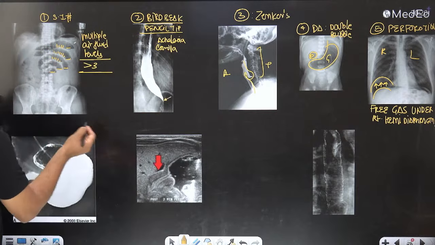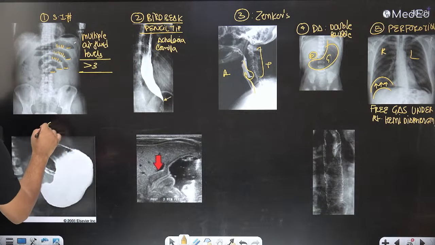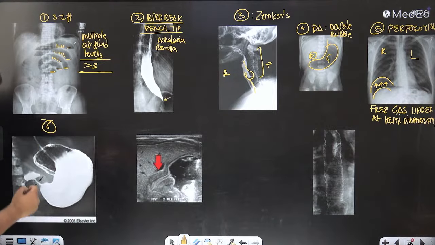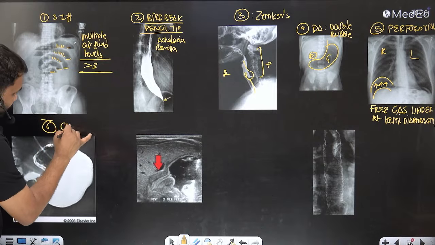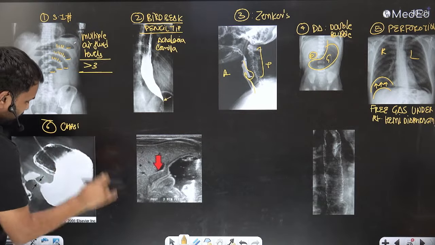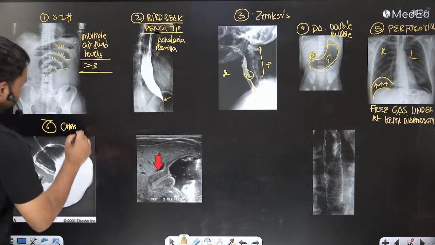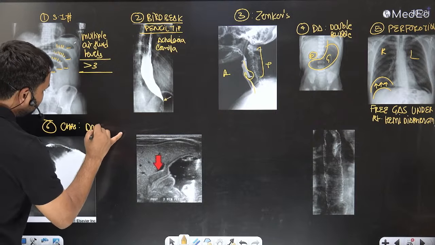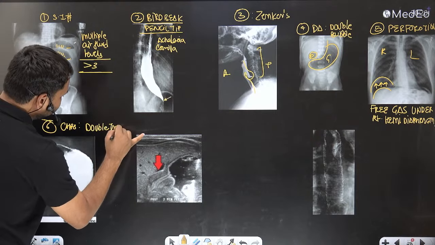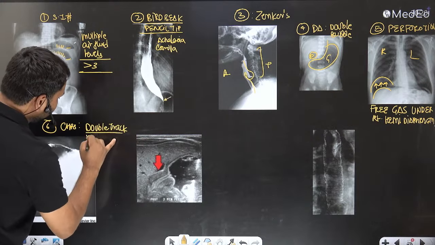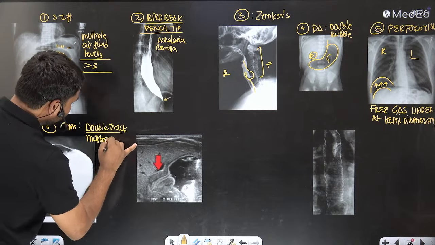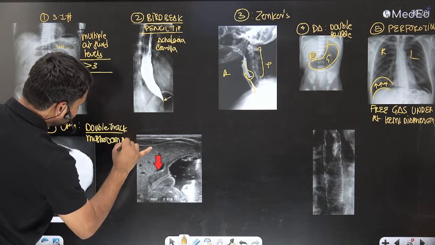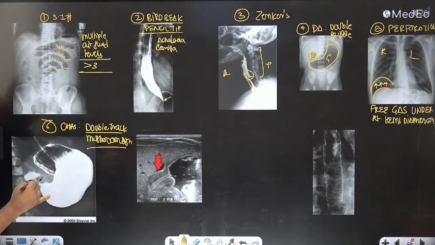Then you have image number 6, right? This is in a neonate. You can see this is an image for your CHPS, which is called your double track sign, or also called the mushroom sign. You can see the double track, which is here, and you can see this is the mushroom sign, right?